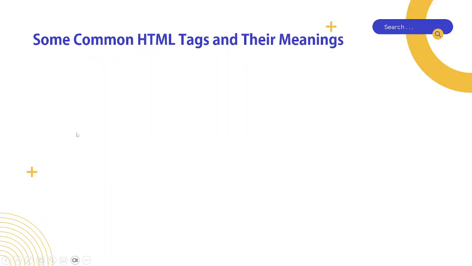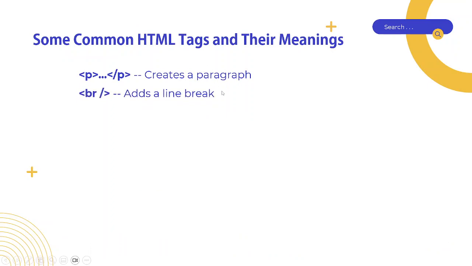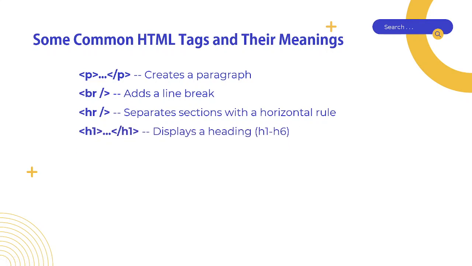Okay, some common HTML tags and their meanings. So P, that creates a paragraph. BR, then this one and close, adds a line break. Okay, meaning line break. HR separates sections with a horizontal rule, and H1 displays a heading from H1 to H6.